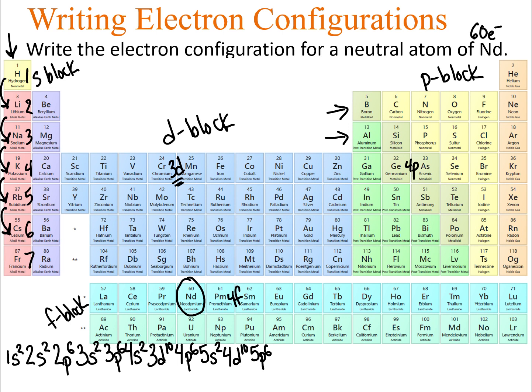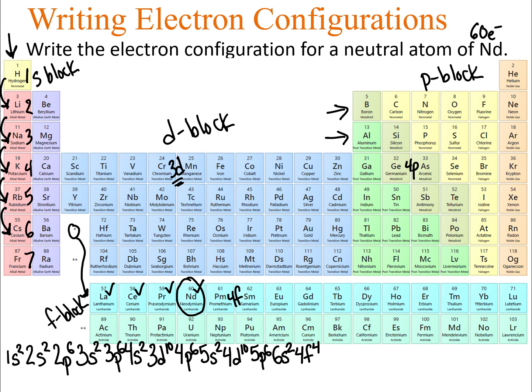So let's slow down. We're in the S block, period 6. You always fill the S first. Then we get to the asterisk, which tells us to go down to the F block underneath the main periodic table. Now we're in the same block as neodymium. We're filling the 4F, and you count 1, 2, 3, 4. That is the full electron configuration for neodymium.